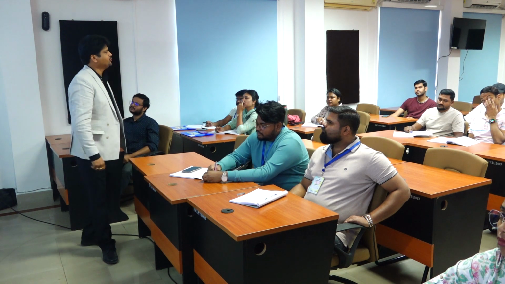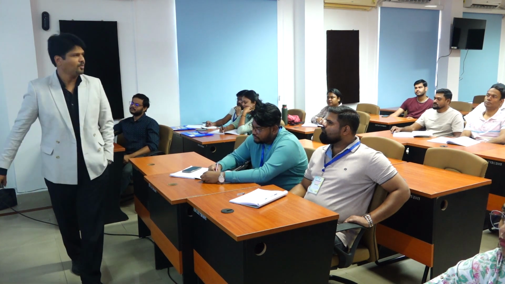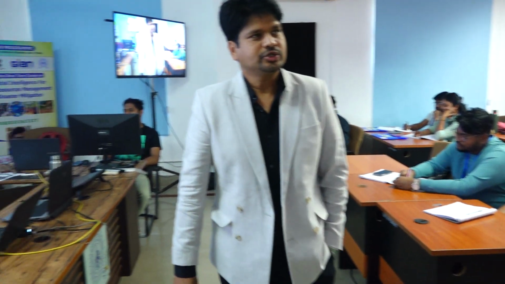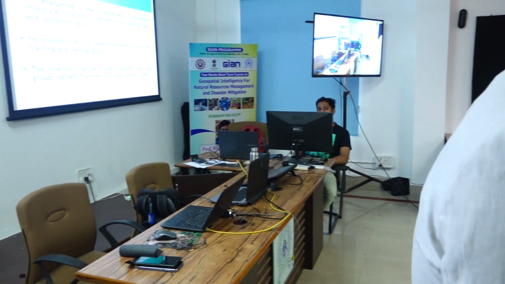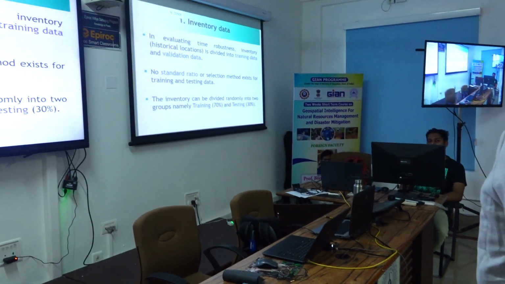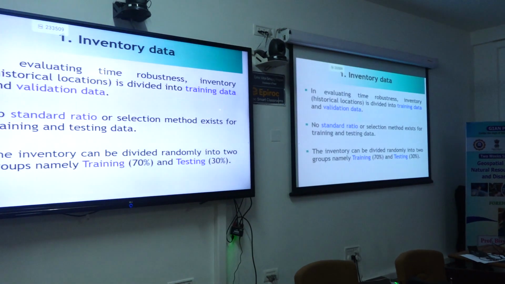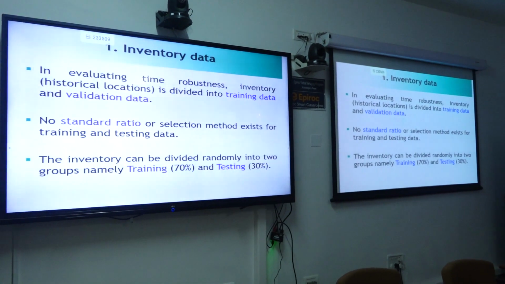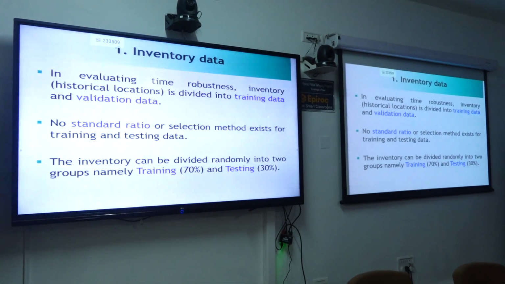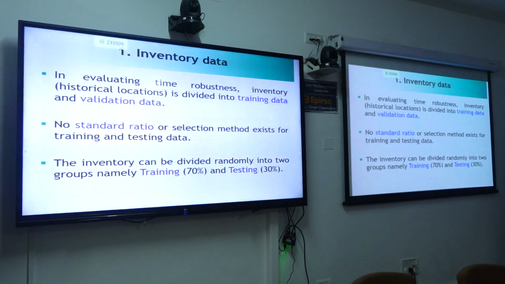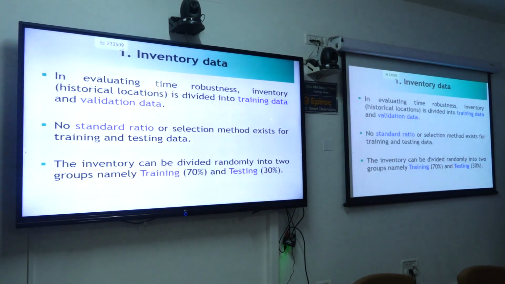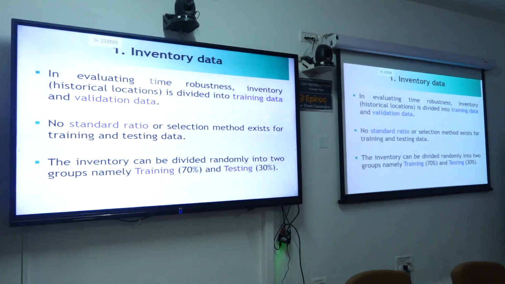Now, what do we do? Now we have to do a bit of modeling. Now we are slowly moving into the modeling steps. So to evaluate the time, robustness, and the inventory, we have to analyze the historical data as accurately as possible. That's why I told you we must get not only the spatial footprint historically, but also the time. When did it happen?